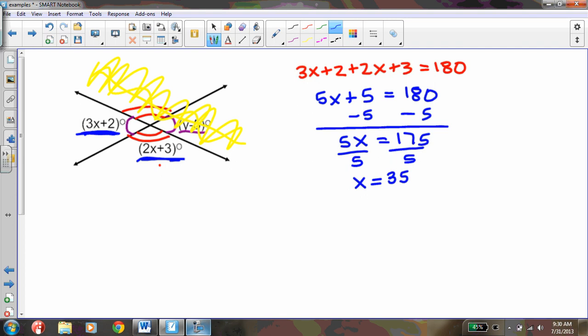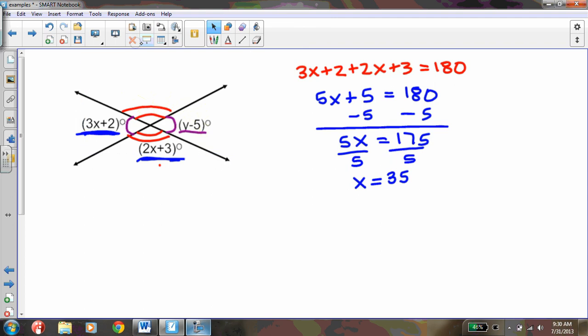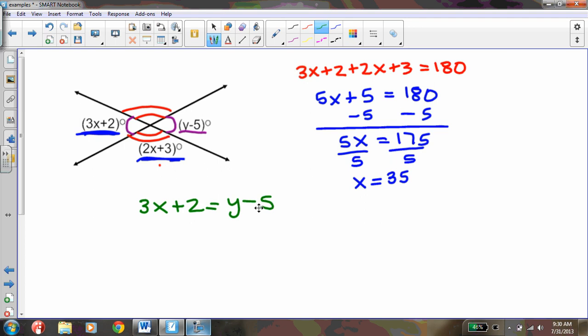I have to use the value of x to determine the value of y. Even though the directions don't tell me to, I'm going to have to plug x back in. So if I go back to the fact that 3x plus 2 has to equal y minus 5, before I couldn't do anything because I had two variables. But now that I know the value of x, I know that 3 times 35 plus 2 has to equal y minus 5. And again, I have created another algebra situation.